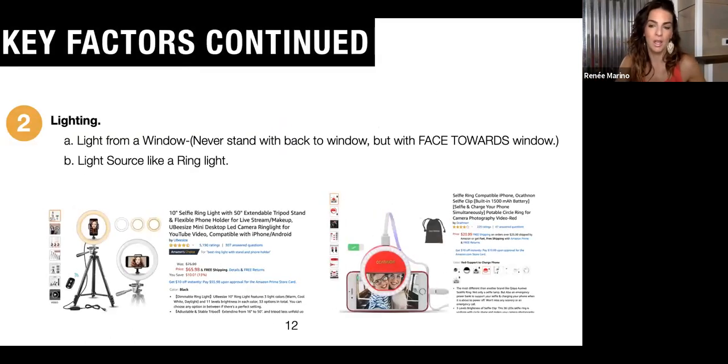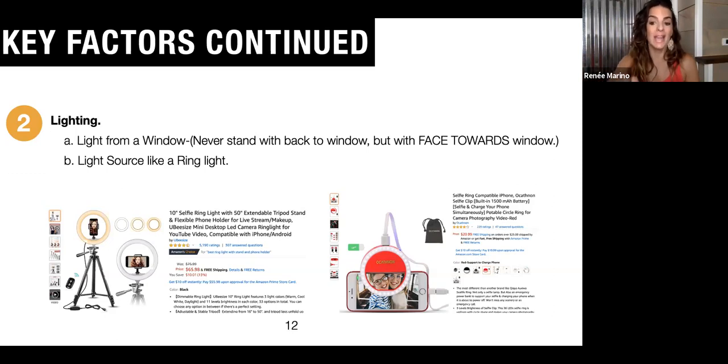Number 2. I honestly think there's nothing more important than this, and I'm telling you this as an actress. Lighting is everything, okay? The ring light that I included here, the big one, this one's awesome. It's like 65 bucks, my friends, but it is so worth it. And that one has the camera holder in it, so you don't have to buy an extra one.